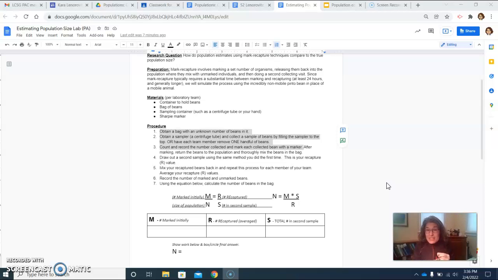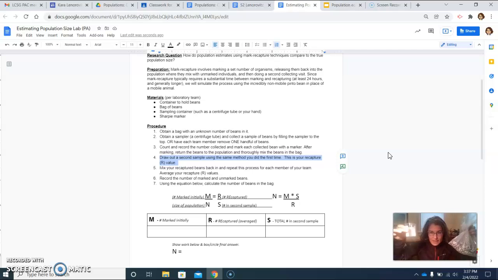Once I've done that, I'm going to take all of those marked beans and I'm going to mix them back in with the original population. You want to make sure when you put them back in that they are really well mixed. So at this point now, you have done steps 1 through 3 on the procedure. We'll take a look at what you're going to do from here on out. By the time you get to step number 4, your bag should contain all of the beans it originally had, including the marked ones. So now you're going to use your exact same sampling container and you're going to go back in and resample your mixed bag.